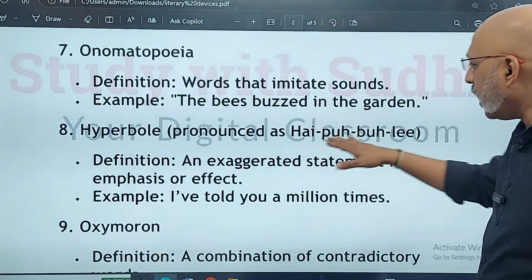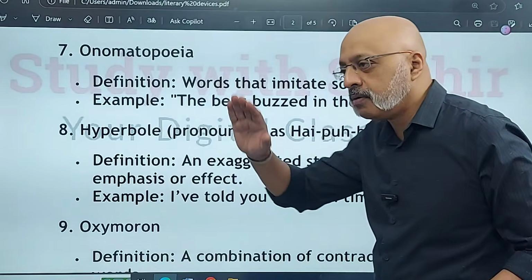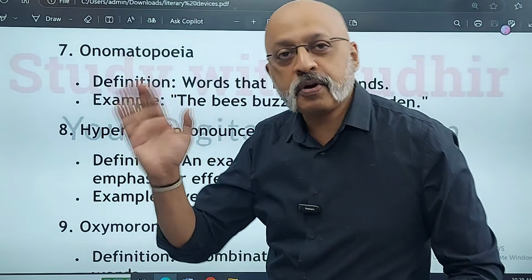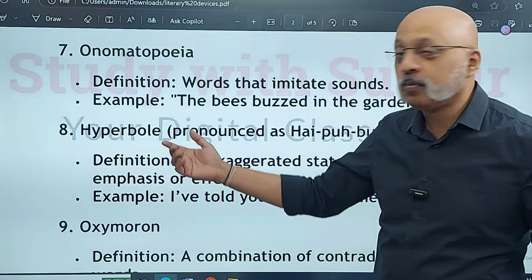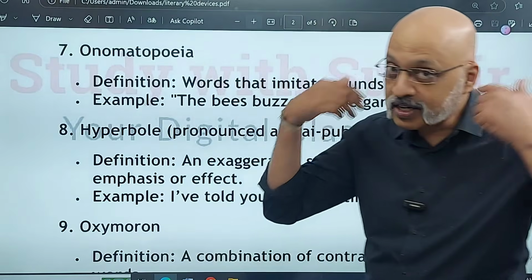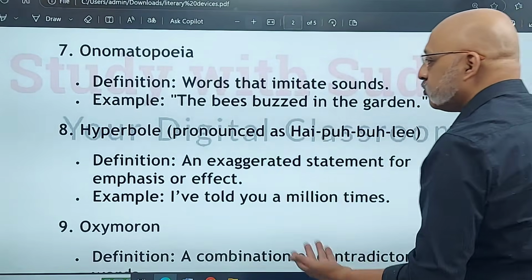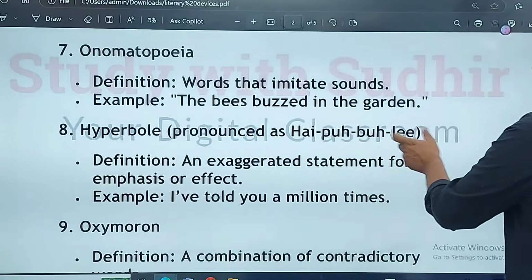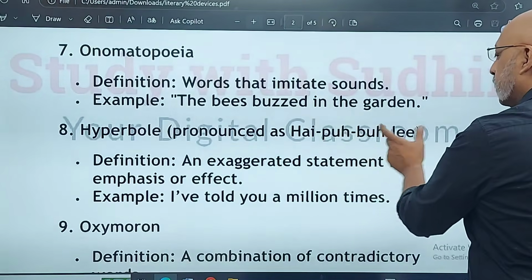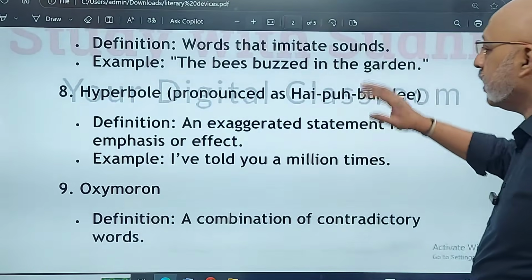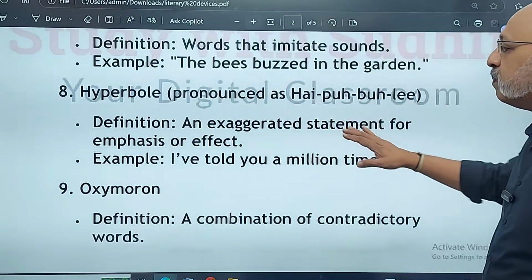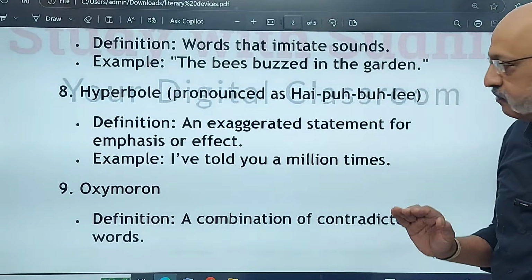Now, hyperbole. Okay, now I remember when we were students, iska pronunciation alag hi hota tha. Hyperbole bolte the at that time. Okay, so one is still used to that. But now the modern day pronunciation, 21st century pronunciation, is hyperbole. Definition: it's an exaggerated statement for emphasis or effect.